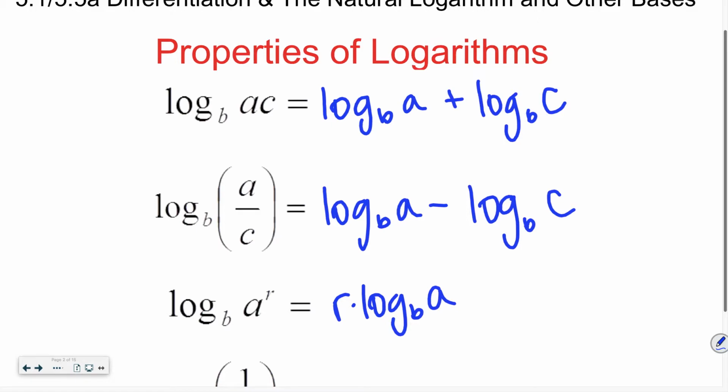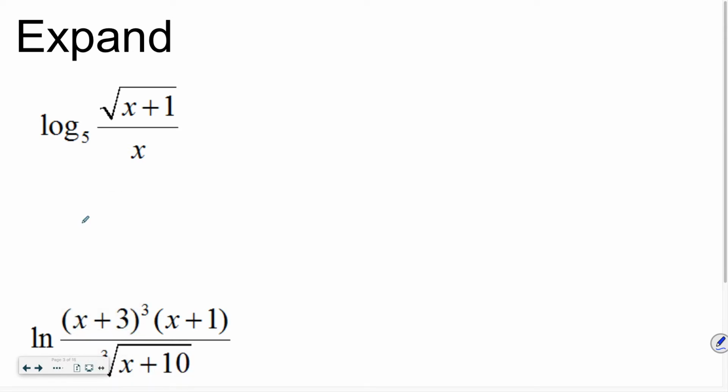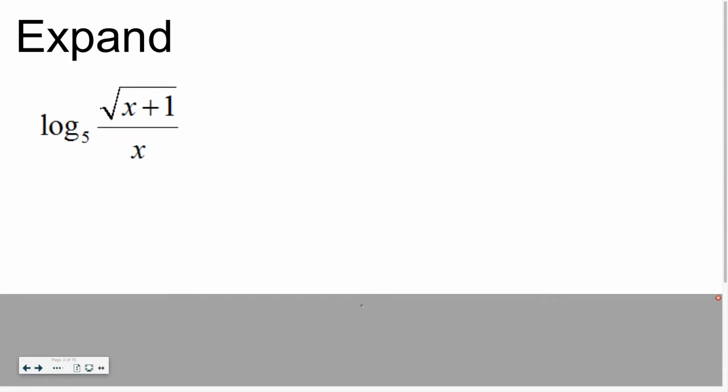Okay, so before we get into the calculus, let's at least talk about expanding. Okay, Mrs. Holman, we didn't talk about radicals. No, the half power.